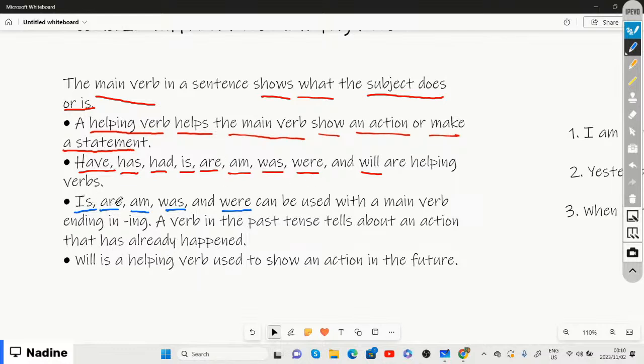The helping verbs is, are, am, was, and were can be used with a main verb that ends with ing, like watching, which means is watching, are watching, am watching, was watching, or were watching. And these helping verbs are used when we're using the different tenses, whether it's the present tense, the past tense, or the future tense.